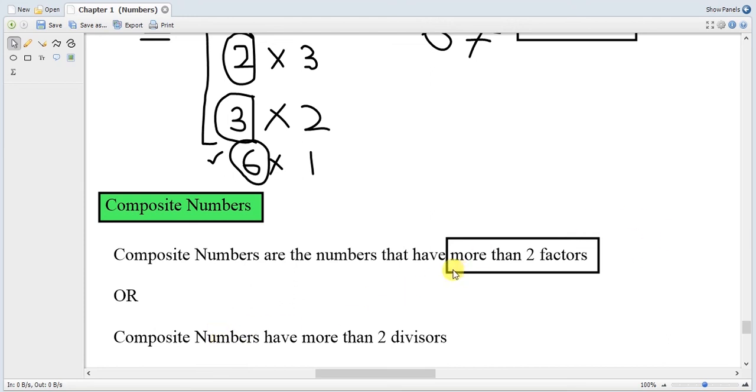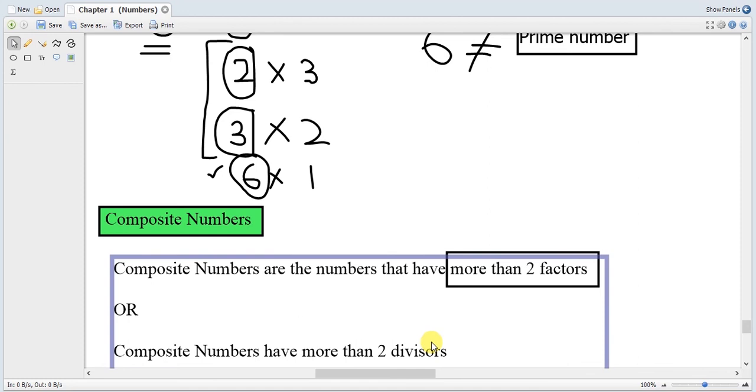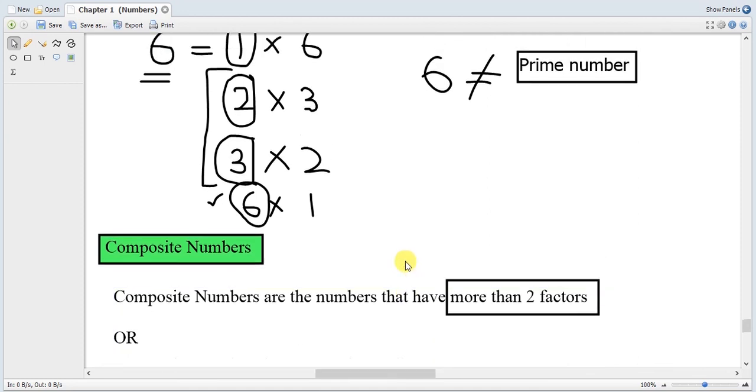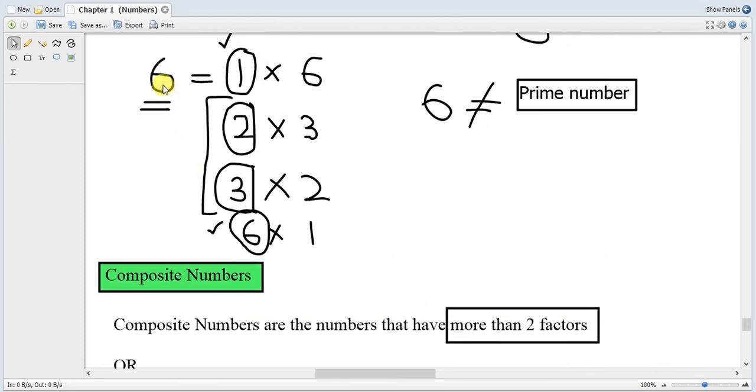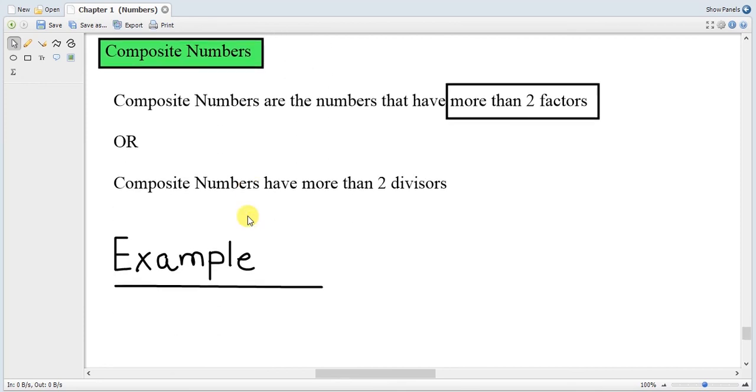The composite numbers are the numbers that have more than two factors, or more than two divisors. So in this case, if you look here, 6 has more than two factors. How many factors? 4 factors, right? So any number that has 3 factors or 4 factors or 5 factors or so on, greater than 2 factors, that number is your composite number.